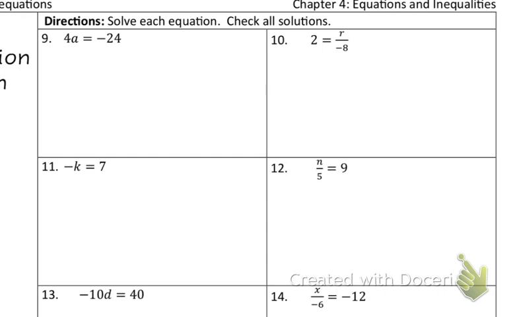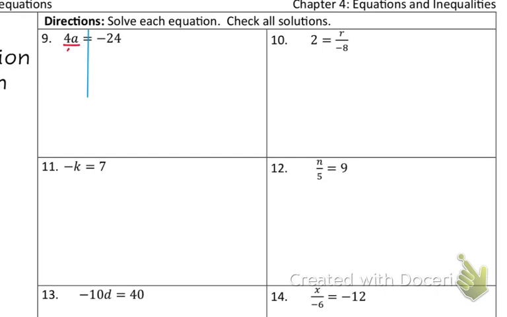Okay, so we locate our variable. What variable do we have in number 1? I have A. I have 4 of them, right? But what's attached to this? There's technically a multiplication here, right? This says 4 times A. What's the opposite of multiplication? Division. We are going to divide both sides by 4.